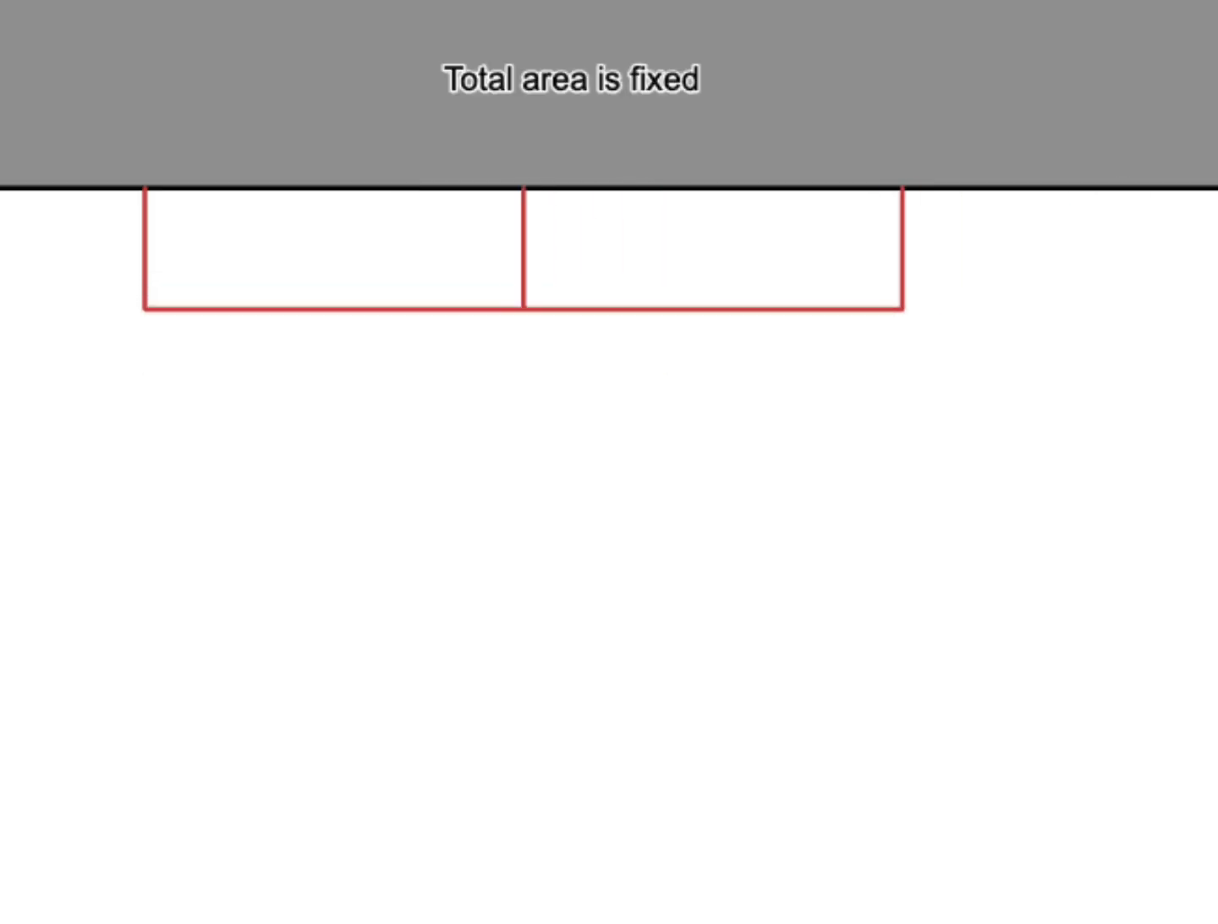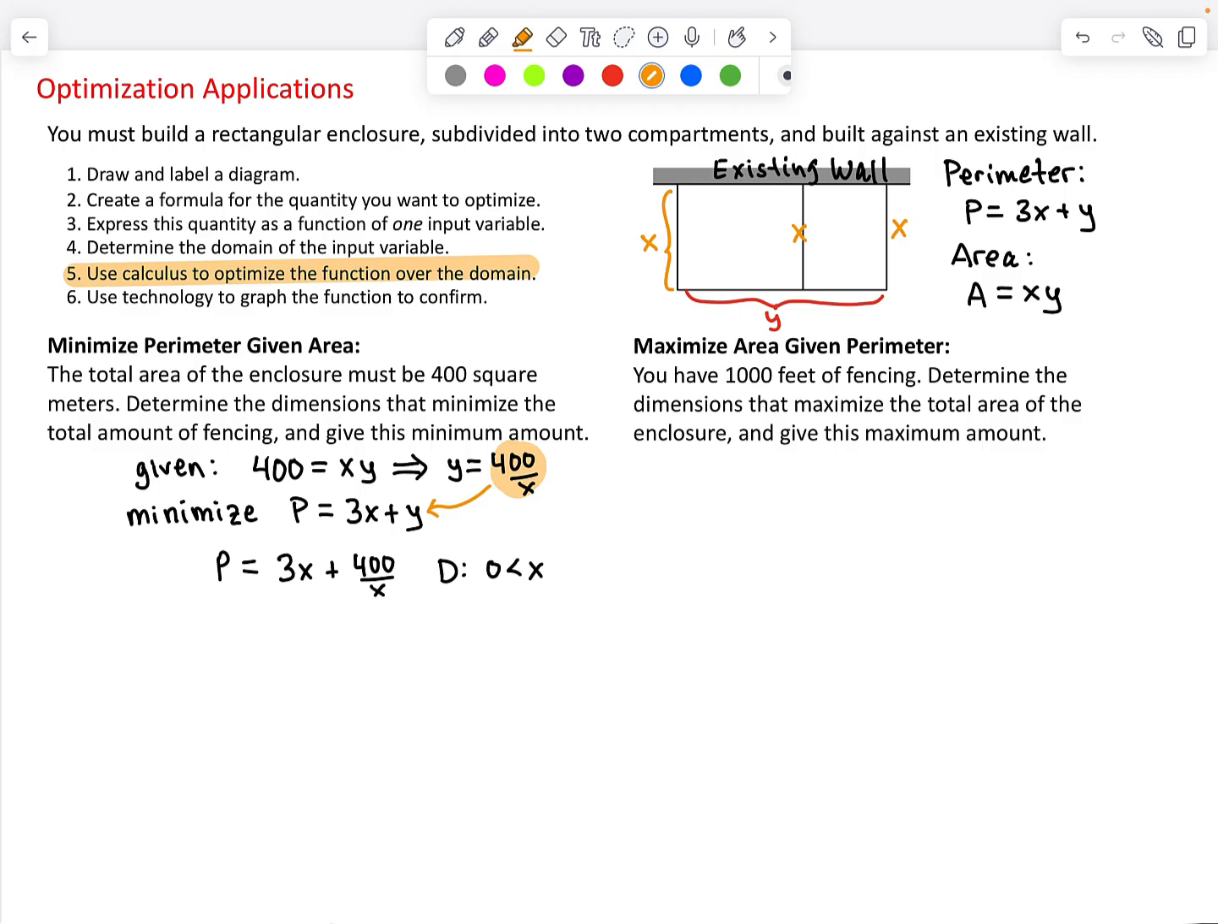Using technology, I've created a dynamic image of this situation. We have our enclosure against an existing wall. We see a variety of options, all of which have the same fixed area of 400 square meters. Our goal is to find the dimensions that will lead to a minimum amount of material required to make the enclosure. Step 5 is to use calculus to optimize the function over the domain.